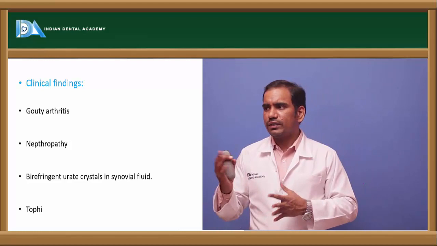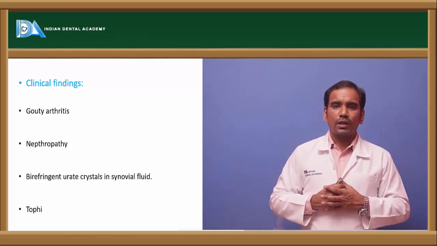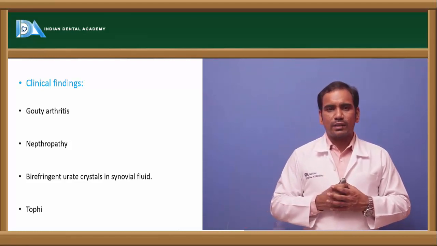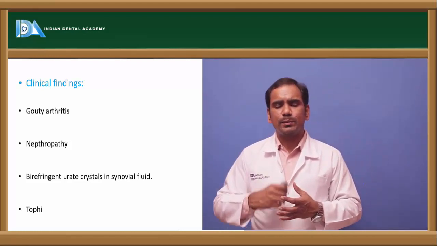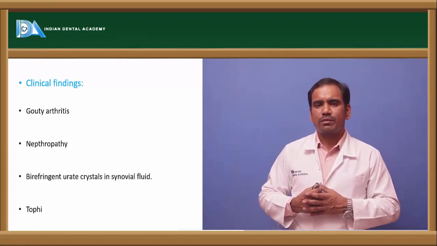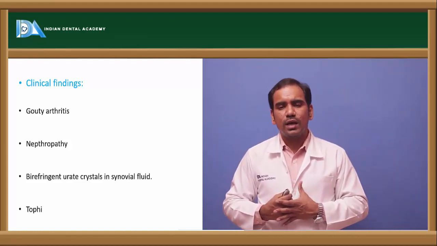Now coming to what the features of gout are. What happens in case of gout? So the important features are gouty arthritis. Mainly uric acid gets deposited in the joints and it leads to arthritis. Such type of arthritis we call gouty arthritis.